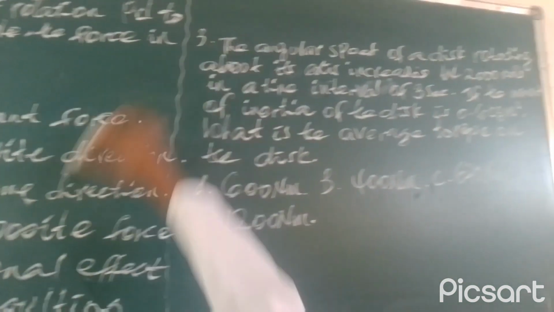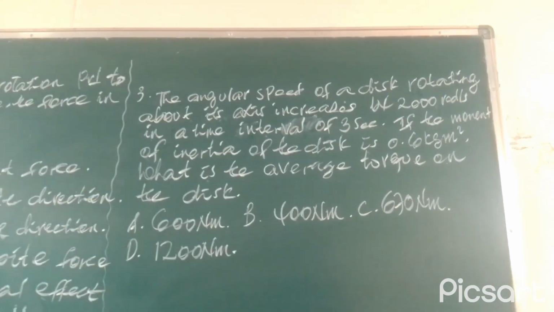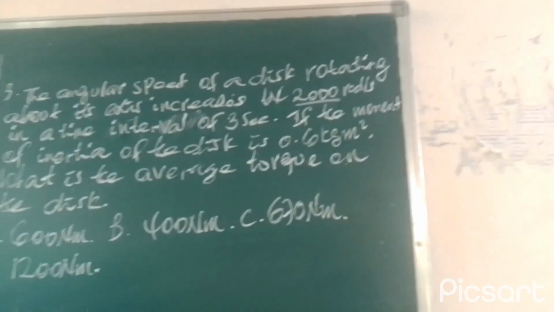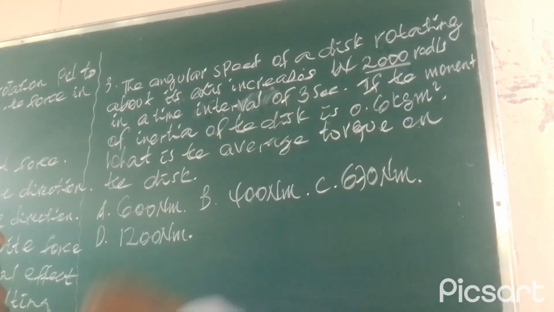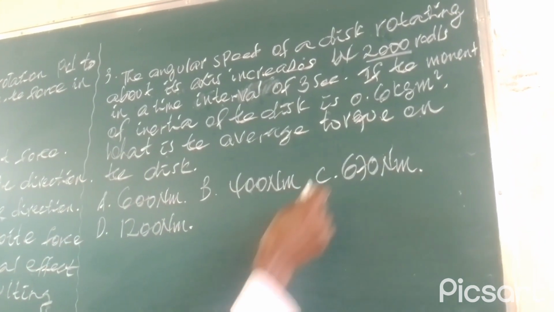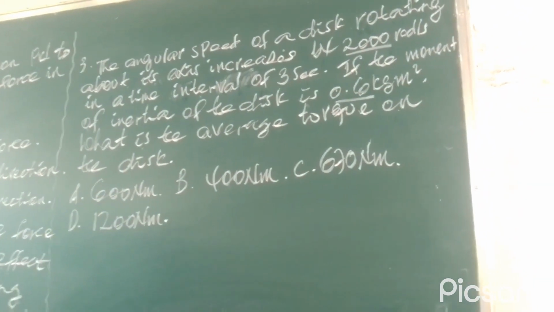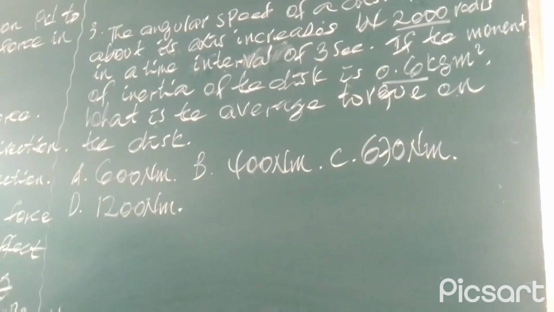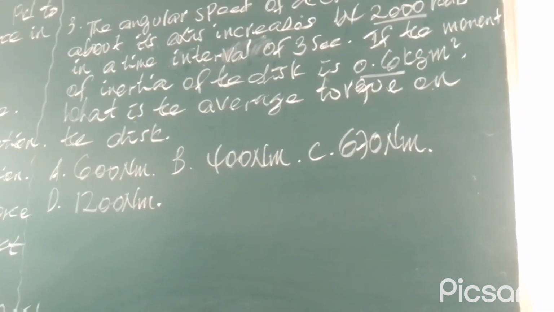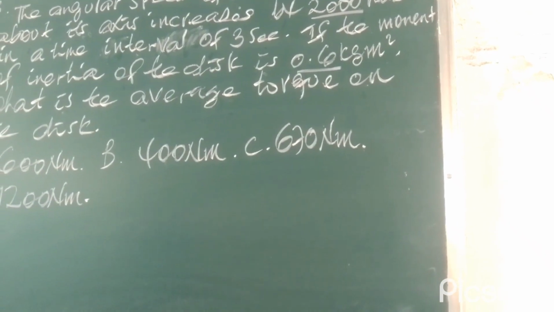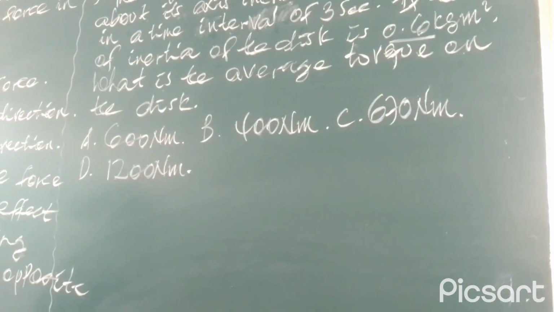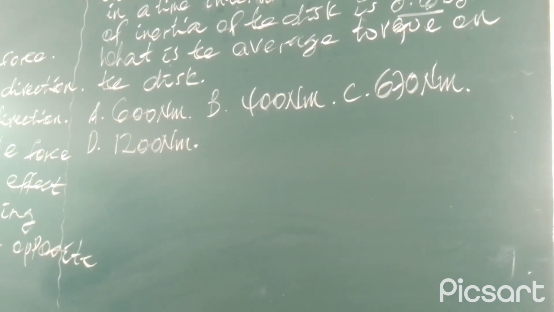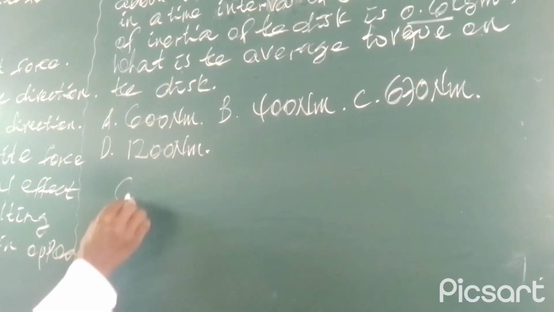The next one: the angular speed of a disk rotating about its axis is increased by 2000 radians per second in a time interval of 3 seconds. If the moment of inertia of the disk is 0.6 kilogram meter squared, what is the average torque on the disk? Choice A, 600 Newton meter; choice B, 400 Newton meter; choice C, 617 Newton meter; choice D, 1200 Newton meter. To solve this, first we have to know our given.